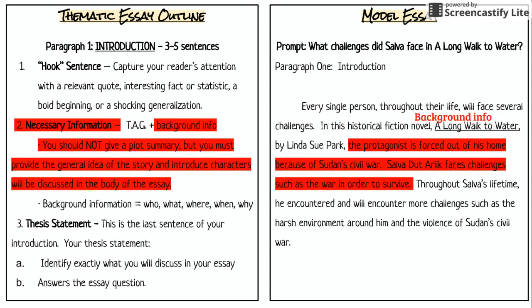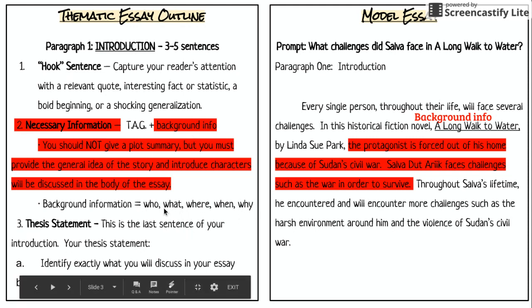Okay, next up is background info. Looking at your left-hand screen, you can read along with me. Background info. You should not give a plot summary, but you must provide the general idea of the story and introduce characters that will be discussed in the essay. So we're really looking for these 5 W's here: who, what, where, when, why.